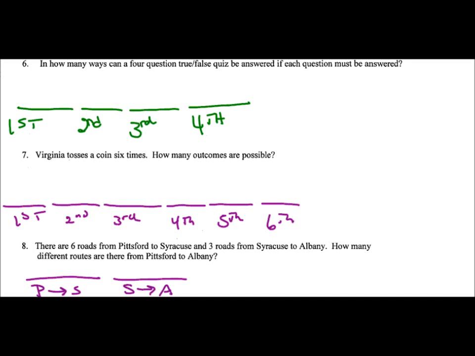In the first example, we have 4 questions on a true-false quiz. We want to know how many different ways you could fill out that quiz. So you have a Scantron sheet, and you got to put true-false. How many different ways could we put it together? Well, let's see. First question could be true or false. 2 different ways. Second question, true or false. Third, true or false. Fourth, true or false. And the counting principle says we simply multiply those numbers together. 2 times 2 times 2 times 2 is 16. So there's 16 different ways.